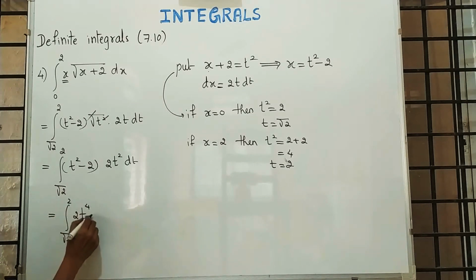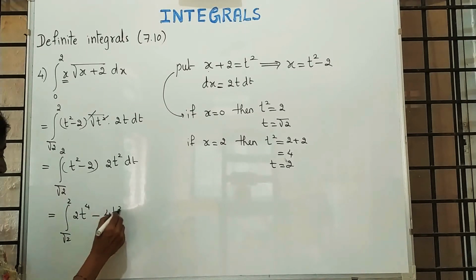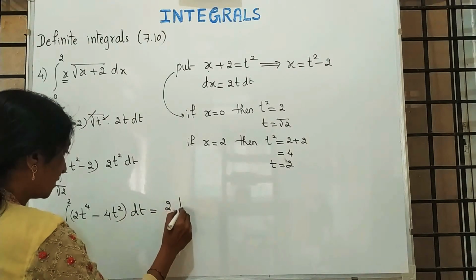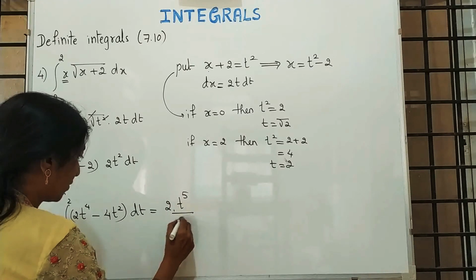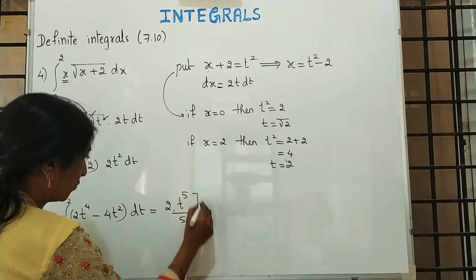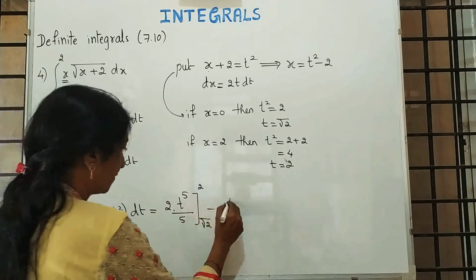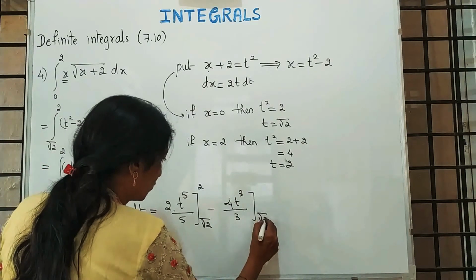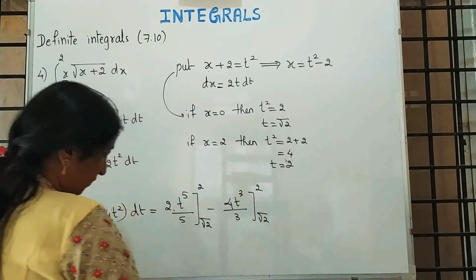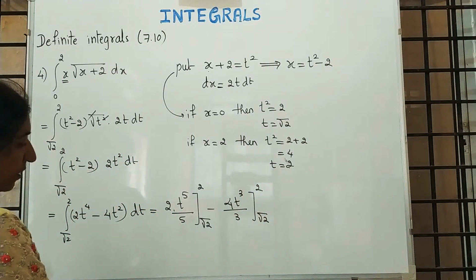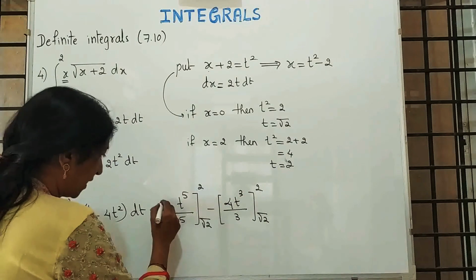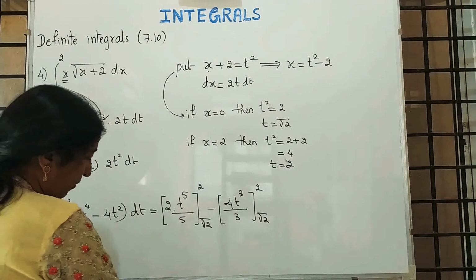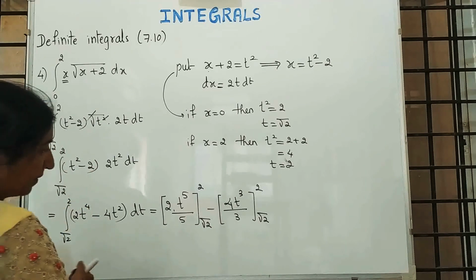2 into t raised to 4 minus 4t square into dt. 2 as it is, t raised to 5 upon 5 from root 2 to 2, minus 4t cube upon 3 from root 2 to 2. Now, as I told you, no need to write this side. It is not necessary. Other you have a confusion, that's why I wrote. Now substitute the values, upper limit and lower limit.